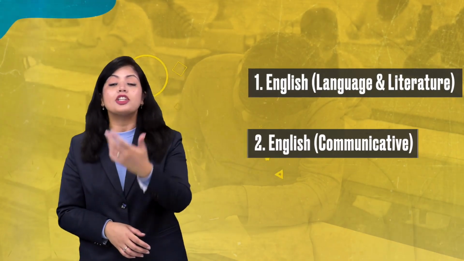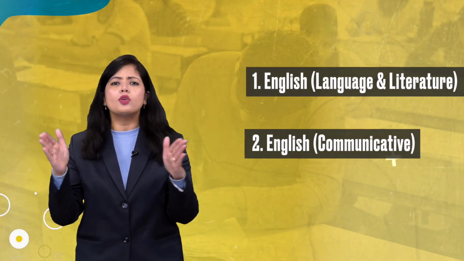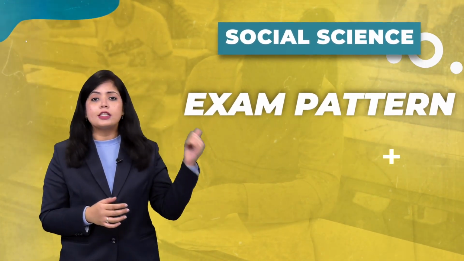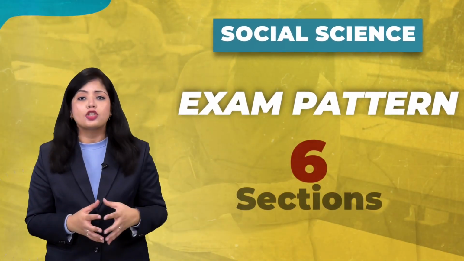In this video, we are going to discuss the marking scheme issued by CBSE. The first thing to remember is that there are two courses here, English Language and Literature and English Communicative. So the marking scheme is going to vary a little. So if you look at the paper pattern of social science, as you can see on your screen, there are going to be 6 sections in your paper.